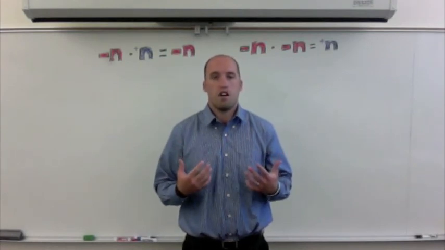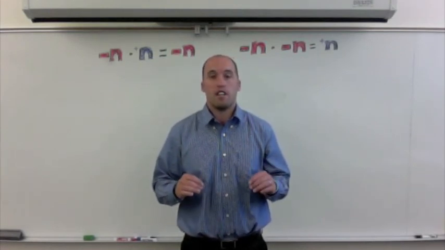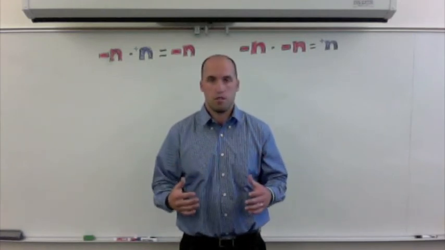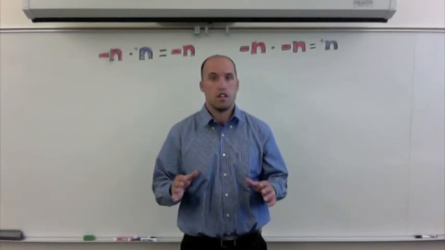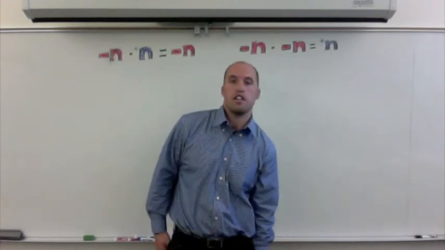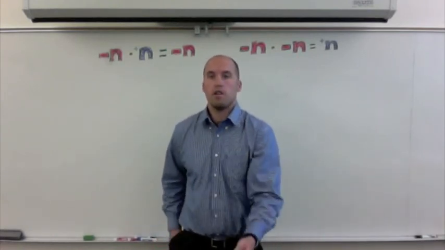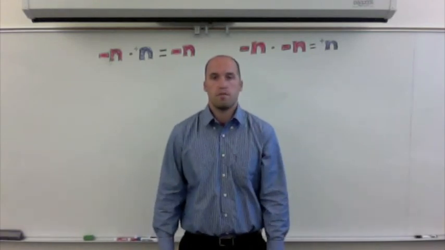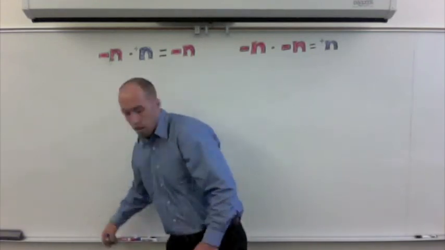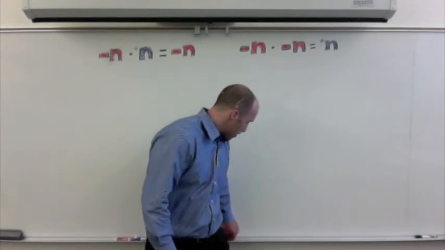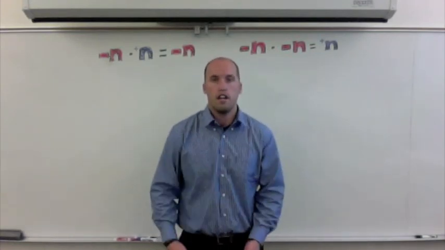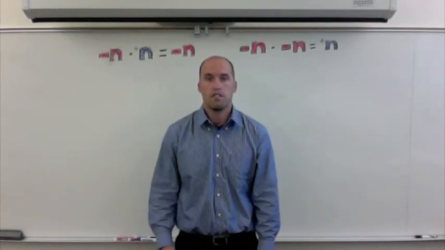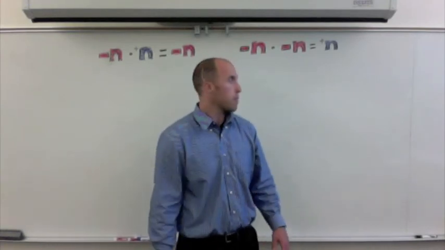It may sound daunting, but multiplying negative numbers is actually easier than it is to add or subtract negative numbers. Let's take a look. When we multiply a negative number by a positive number, we get a negative number. When we multiply two negative numbers together, a negative number and a negative number, we actually get a positive number. Okay? Kind of crazy cool.